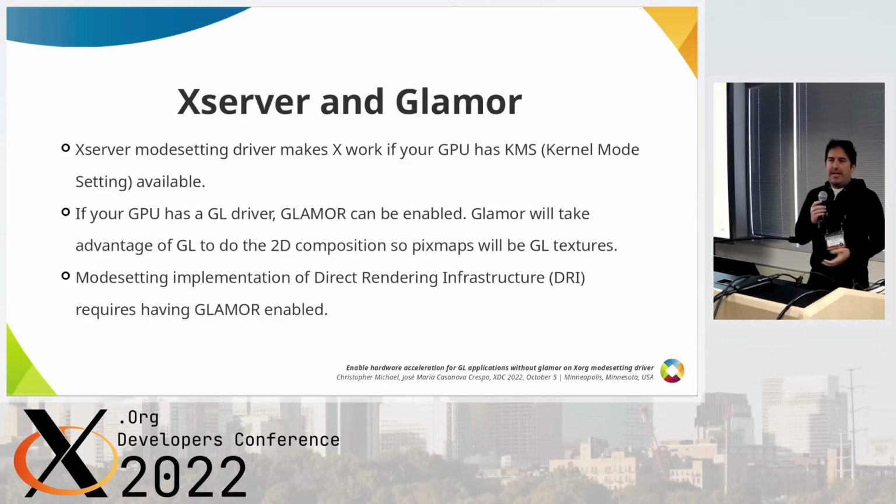In the past, we needed to implement an X server driver and a Mesa driver to have support for applications. But since we have the modesetting driver, if our kernel driver has support for KMS, we have the X server working. So if your GPU already has a GL driver, Glamor allows us to take advantage of the GL for doing the composition of the pixmaps that are used by the windows that we are exposing. So enabling Glamor also makes the DRI interface available to any client in the X11 server.